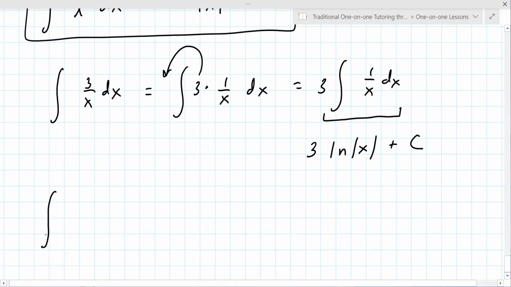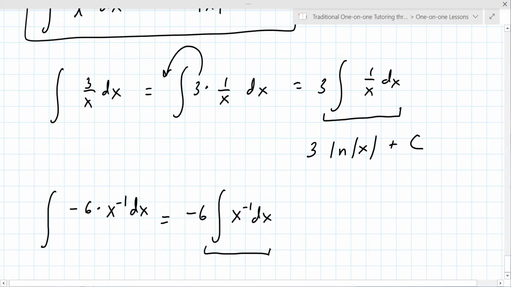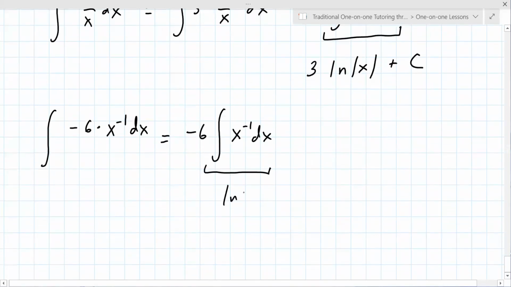Let's try another one. -6 times x to the -1 power dx. So this -6 can come out. So it's -6 integral x to the -1 dx. And this part right here is the natural log absolute value of x plus c. And then you bring this -6 down.